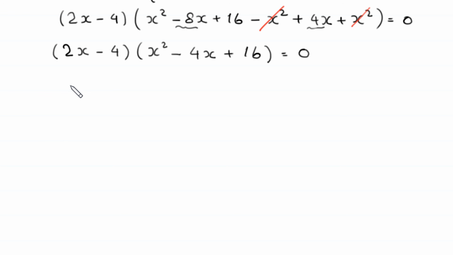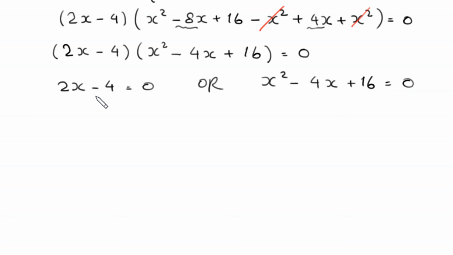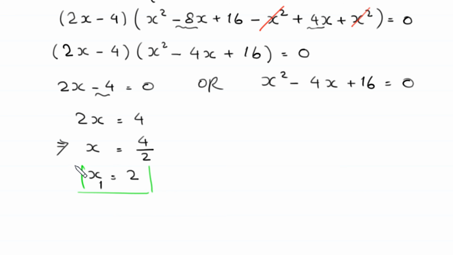Now from here either this expression 2x − 4 is equal to 0, or this expression x^2 − 4x + 16 is equal to 0. From this equation we move this negative 4 to the right hand side, then 2x will be equal to 4. And if we divide both sides by 2, this implies that x is equal to 4 over 2, and x is equal to 2. This is the first value of x. This is the first solution of this equation.